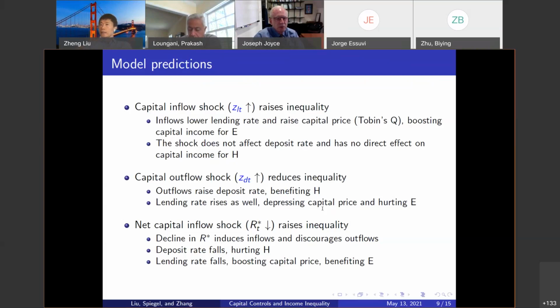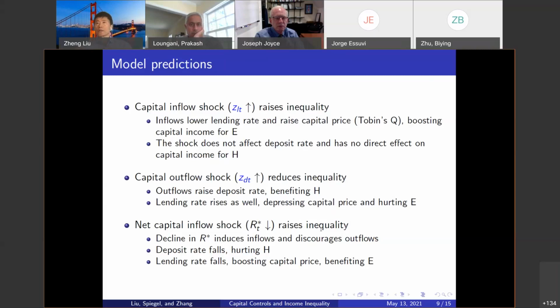Since the deposit interest rate declines with R-star, the household capital income declines. But at the same time, declining R-star will lead to more foreign investors lending to entrepreneurs. The lending rate has to fall. That boosts the capital price, that benefits E. So a net inflow shock raises inequality. So the three things: a gross inflow shock and a net inflow shock both raise inequality, and an outflow shock reduces inequality. These are all in the short run, but these are shocks, transitory shocks.